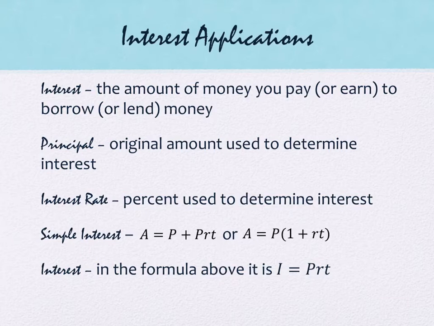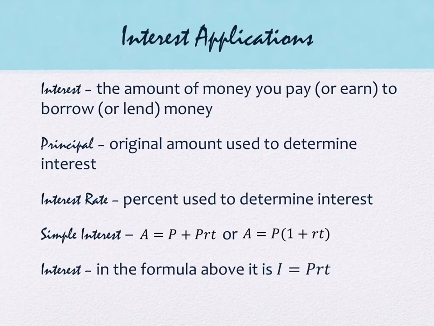Earn is like if you put money in a savings account, right? The money sits there, or you can think about it as a money market account or a CD, certificate of deposit. Any extra money they give you back that you didn't put in there, that's interest. Principal is the amount of money that you put into that account or the amount of money you borrowed for that item. The interest rate is the percent used to determine interest.